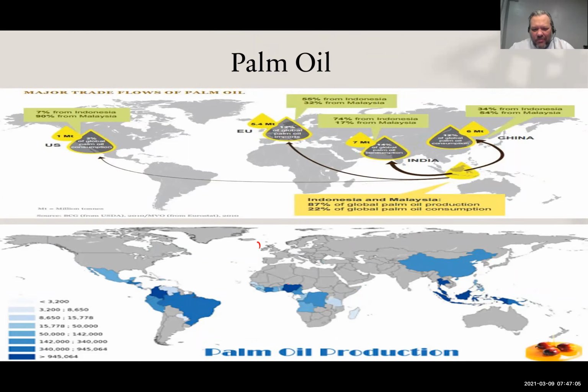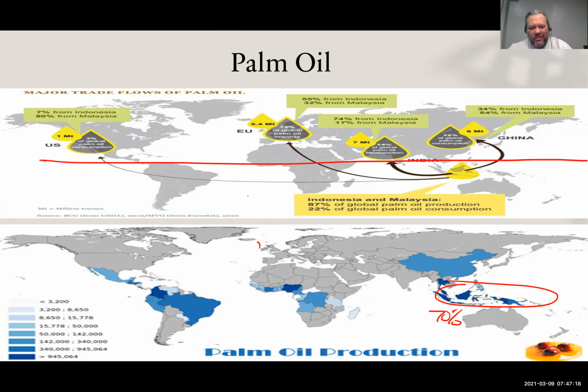So palm oil, the majority of it is actually grown in here. Indonesia and Malaysia account for something like 70% of all the palm oil. And here's where all the consumption is. Again, it's up north. And we're going to watch something in a bit on palm oil.